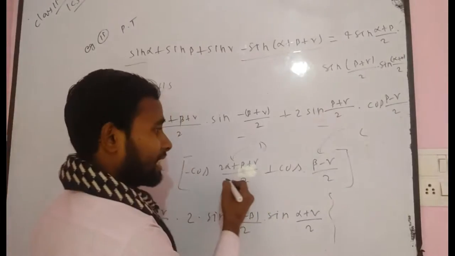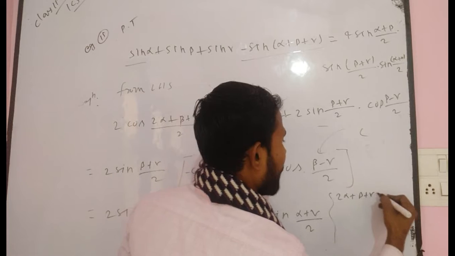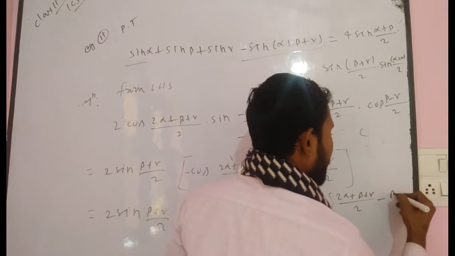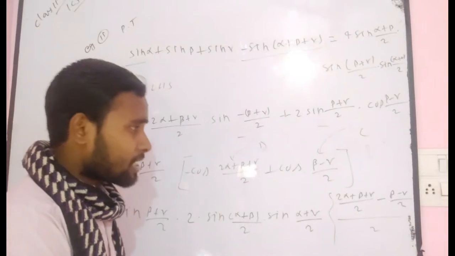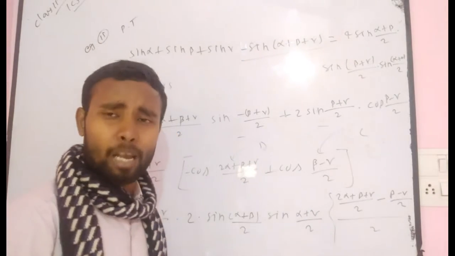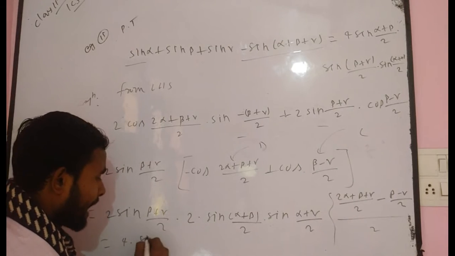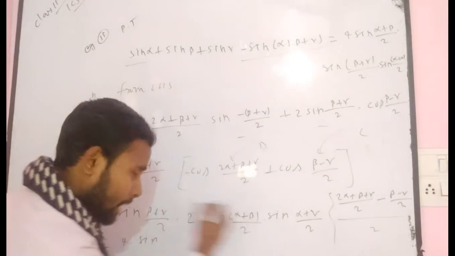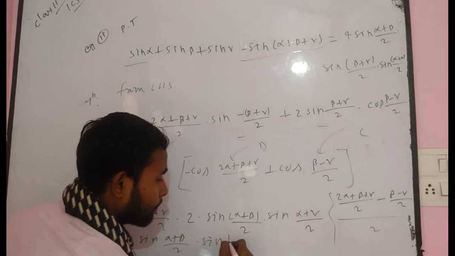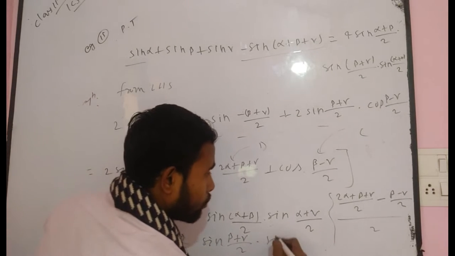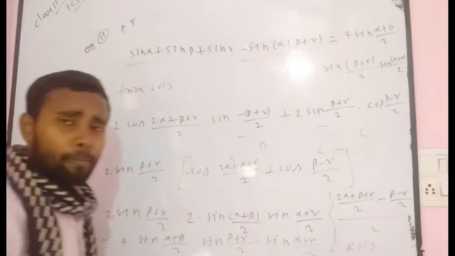If you don't understand, then you can manipulate 2 alpha plus beta plus gamma by 2 minus beta minus gamma by 2. It is d minus c by 2. It is d minus c by 2. After manipulating, you definitely get alpha plus gamma by 2. So 2 times 2 will be 1, 4 times. If you write alpha plus beta by 2 here, beta plus gamma by 2 here, into sin alpha plus gamma by 2, which is your RHS simply.